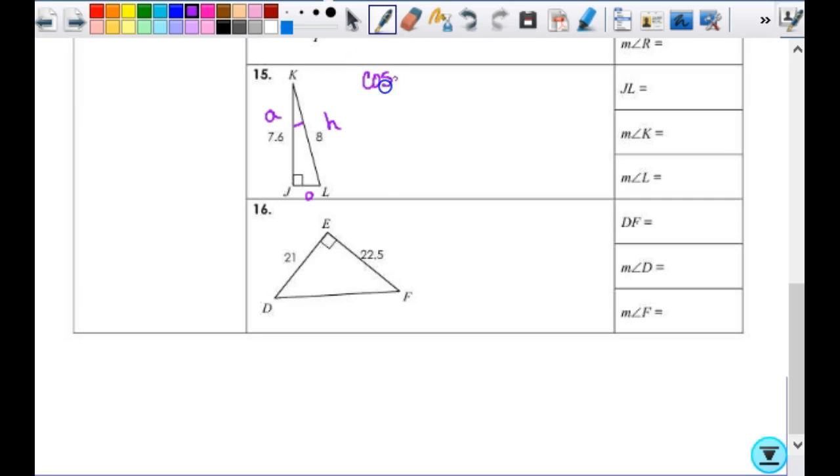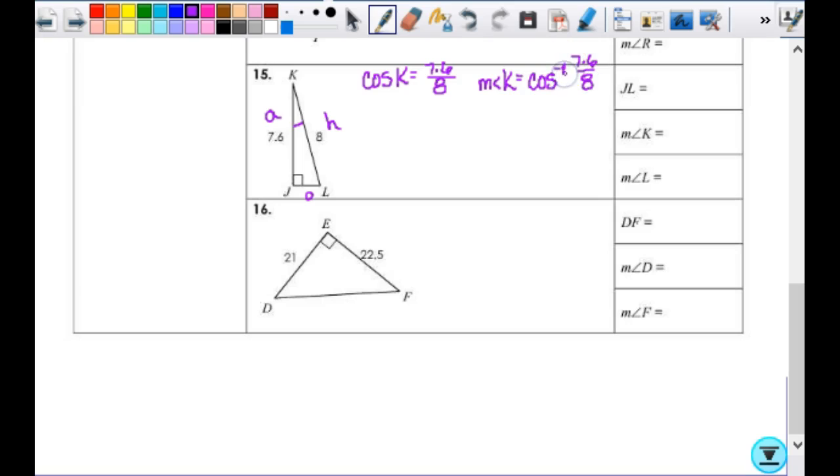Cosine. So the cosine of K is equal to the adjacent, which is 7.6, over the hypotenuse, which is 8. So then the measure of angle K is equal to the cosine inverse of 7.6 over 8.